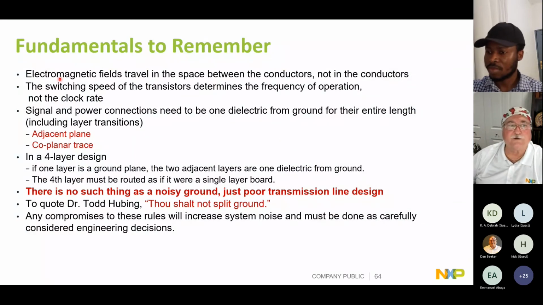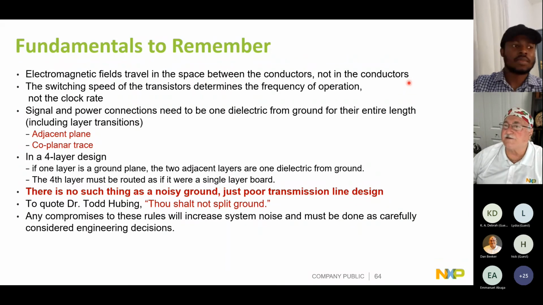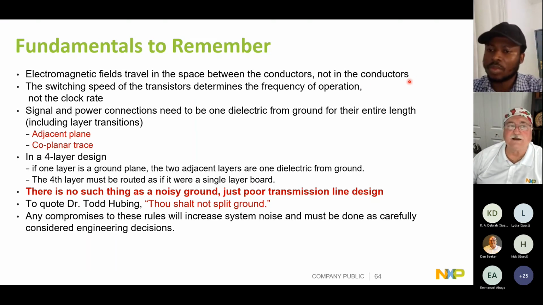Here's the fundamental key here. Electromagnetic fields travel in the space between the conductors, not in the conductors. There is current flowing, but it isn't the end all, and it's very slow. Electrons moving through these conductors travel inches per second, or feet per second. It's really not very fast. It's nothing like the electromagnetic field, which is moving at the speed of light.